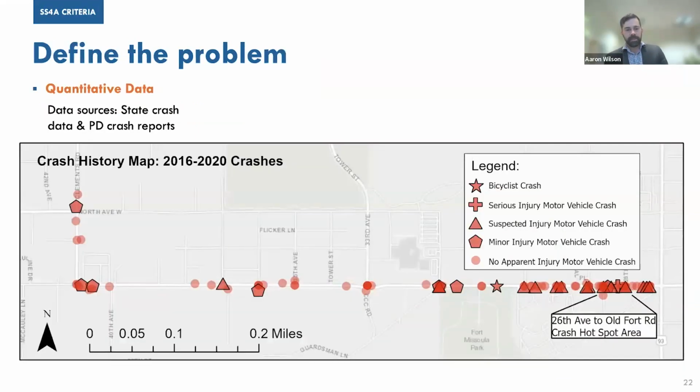So on the specific project we put together, we started by trying to define the problem. My next slide will go into a little more detail on the context, but it's along a corridor in Missoula called South Avenue. We started looking at crash data around Missoula, and at whether it would actually be a viable project in terms of meeting the criteria to have a real safety benefit for our community.